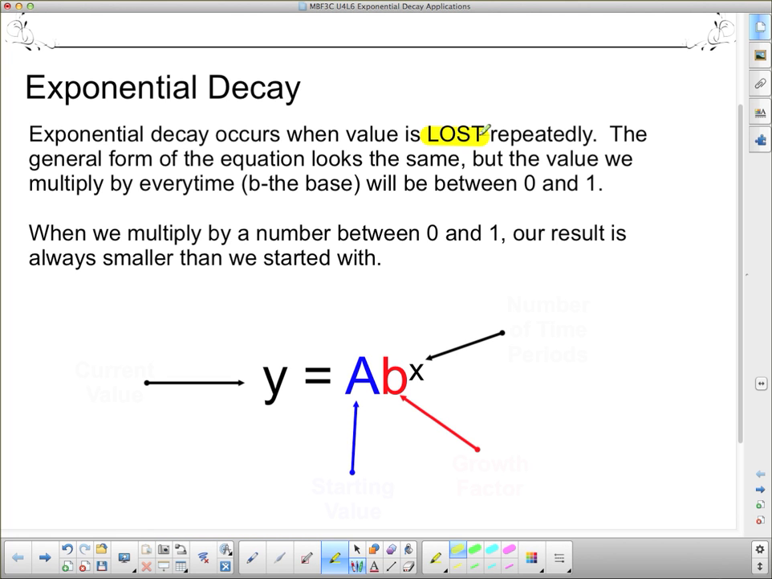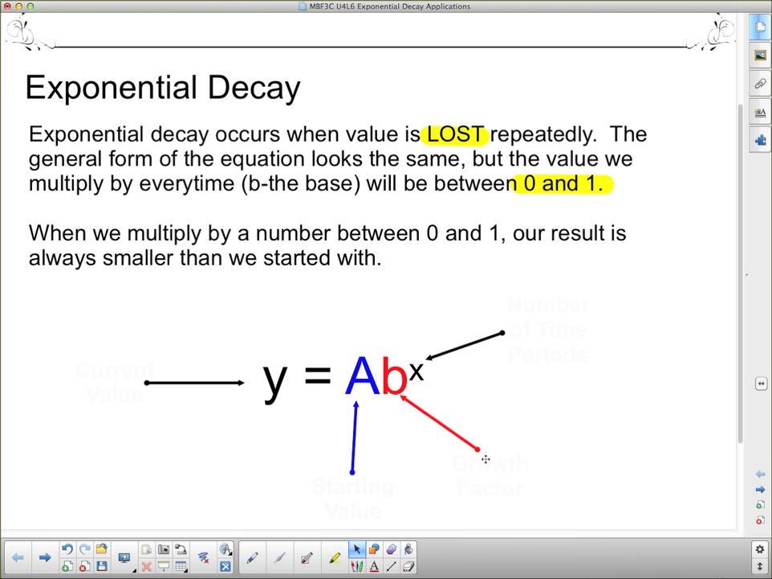The general form of the equation looks the same, but the value we multiply by every time, that was the b, remember, the base, will be between 0 and 1. So that's important too. I'm going to take my handy highlighter and highlight that. When we multiply by a number between 0 and 1, our result is always smaller than what we started with.